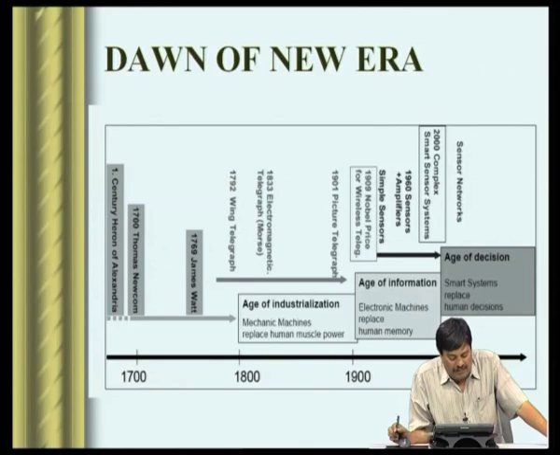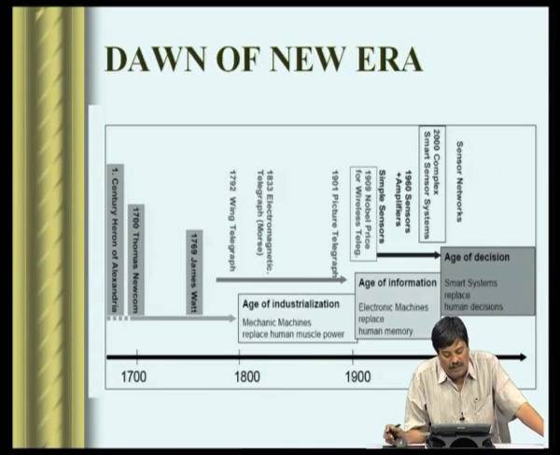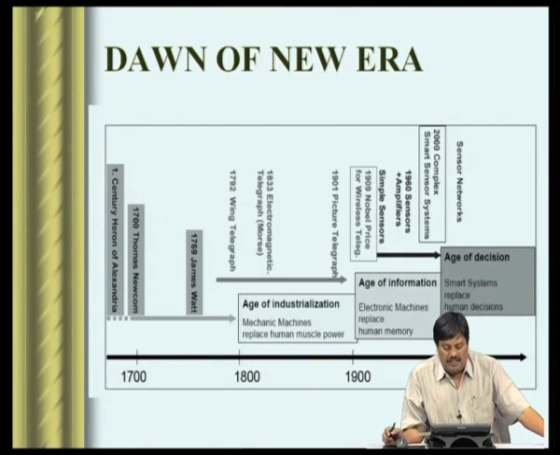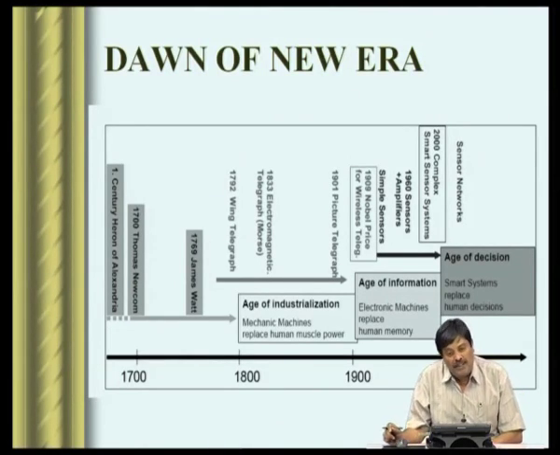There was very little scientific activity until 1769, when James Watt invented the steam engine. Since then, there have been efforts to replace human muscle power with machines. So the industrial revolution started sometime in 1800 and continued up to 1900, during which a number of novel machines were invented.